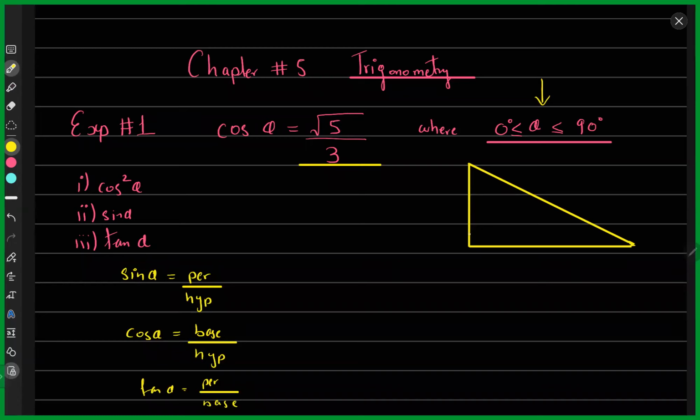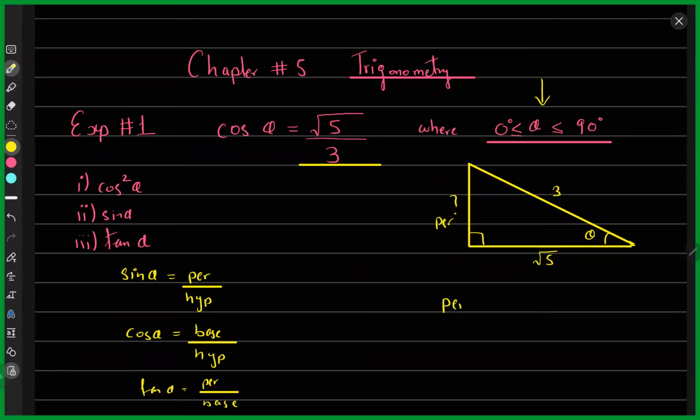Imagine this is your right angle, and this is, let's say, your theta. So if this is your theta, base is root 5, this is going to be your base, and the hypotenuse side is 3. In order to find out sine and tan, we need to have this side. How do we find the side? It's a right angle triangle, so you can easily use Pythagoras theorem. This side is the perpendicular side in our scenario.